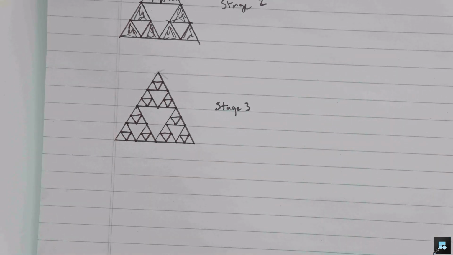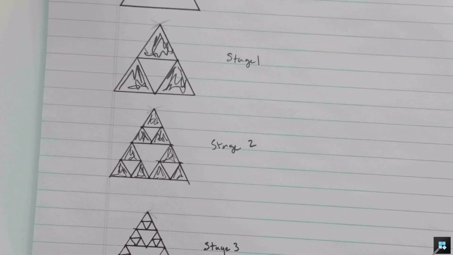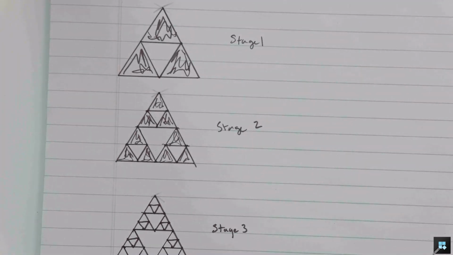So you can think of building these stages in the Sierpinski triangle as reducing the stage before and stacking it up in 3, or you can think of it as removing the center area.